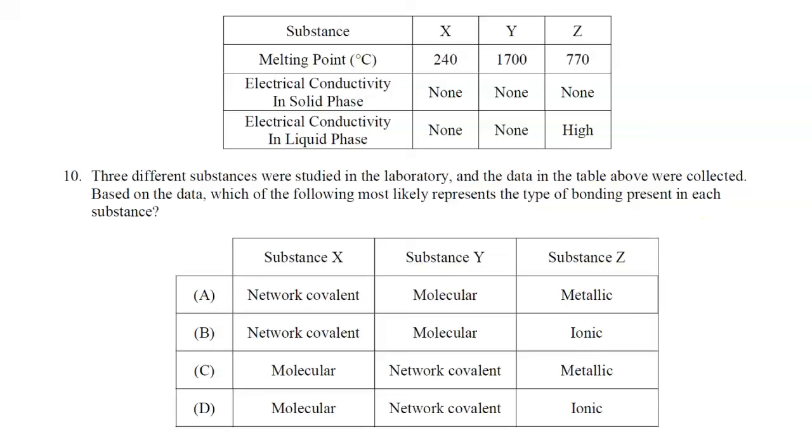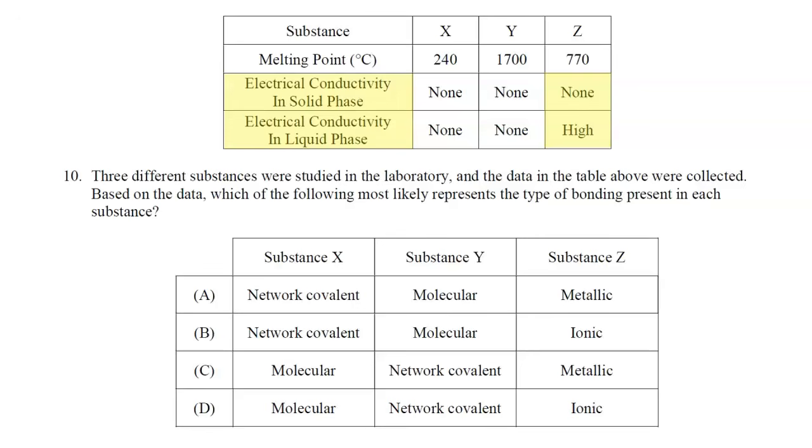Now let's take a look at question 10. In question 10, it says 3 different substances were studied in the laboratory and the data in the table above were collected. Based on the data, which of the following most likely represents the type of bonding present in each substance? So the first thing I'm going to focus on in this data table is the property of electrical conductivity. We can see that substance Z is not a conductor of electricity in the solid phase, but it is a conductor of electricity in the liquid phase.